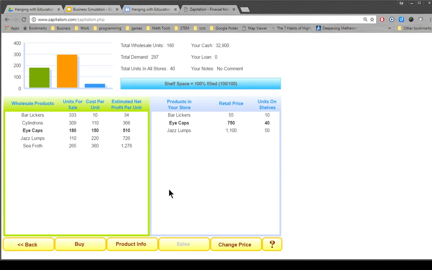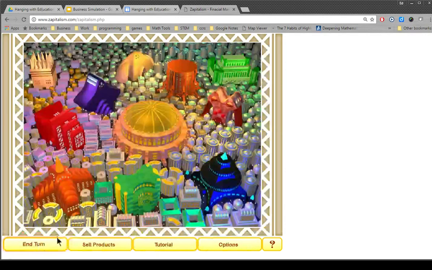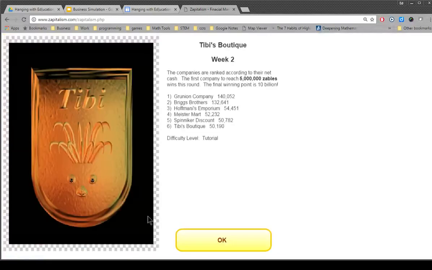Now, my turn's done. I bought everything. If you try to leave early, it will tell you, hey, you still have some open spots here. Are you sure you want to leave yet? I'm going to hit back. I'm all done with my turn, so I'm going to hit end turn. And it's going to immediately jump because I'm only playing one person. If it was a 6-person game, the second player would now play, and then the third team, and the 4th, 5th, 6th.